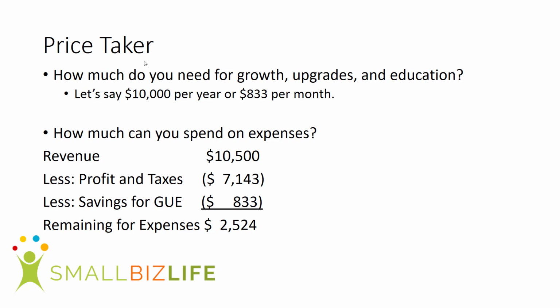Now, we are big fans of controlling expenses, but you have to understand, if you're a price taker, this will destroy your business if you don't. Right, because what happens is either you are not going to pay yourself enough, or you are going to pull money from your tax fund, or you're not going to create that GUE account. Okay, so it's critically important that when you figure out this number, that 2,524, that's your budget.